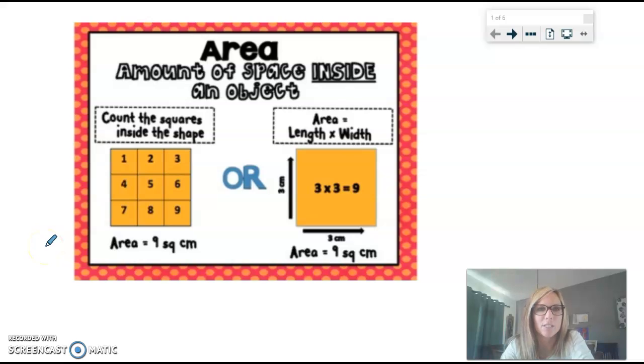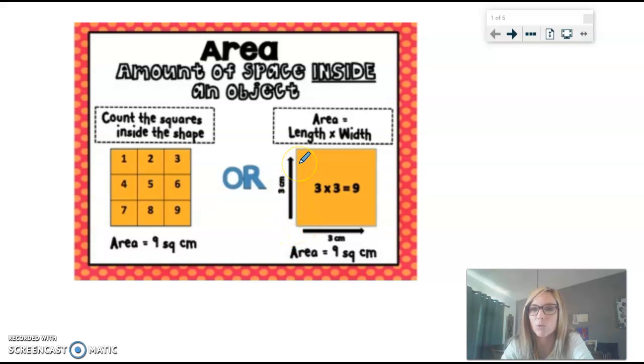Hello, third graders. Today we're going to find the area of a shape. We were working on perimeter before. Perimeter is finding the outside of the shape, how big it is on the outside. Now, area is finding how much is in the inside of a shape.